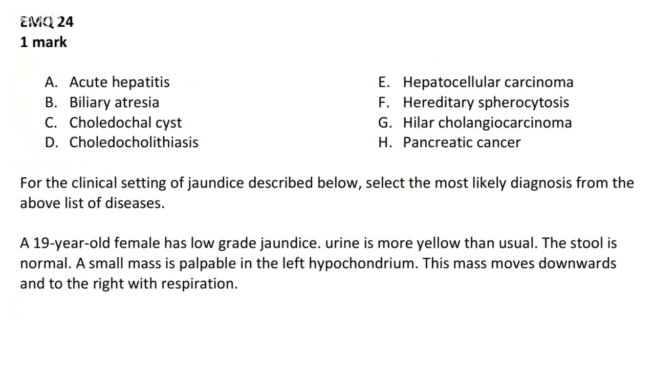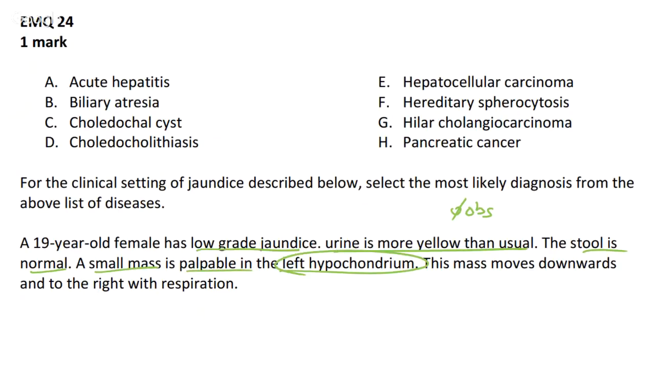All right. Now, this is a very interesting question. So 19, low-grade jaundice, urine is more yellow, stool is normal. So stool is normal implies what? That it's not obstructive. Okay. Small mass is palpable in the left hypochondrium.